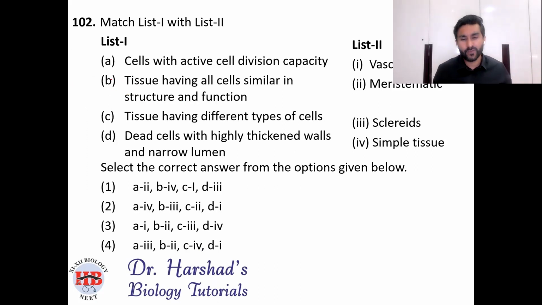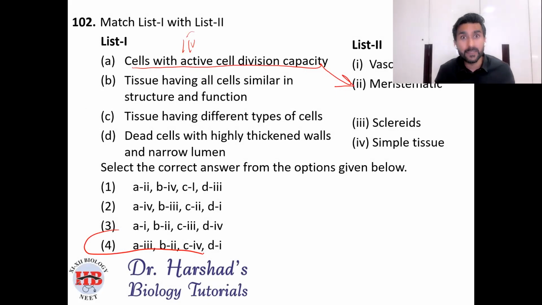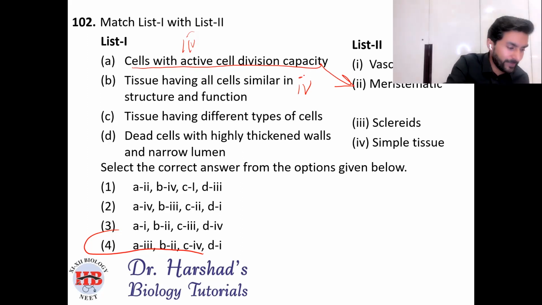The next question is a straightforward match the following question, which talks about the first list, which says cells with active cell division capacity. We will solve it. Tissues having cells similar in structure and function. This is a type of tissue which includes your parenchyma, collenchyma, and sclerenchyma, which is your simple permanent tissue. So B will be 4. So A will be meristematic tissue, that is, A will be 2, B will be 4, that is simple tissue. Then you have tissues having different types of cells. That is your vascular tissue.